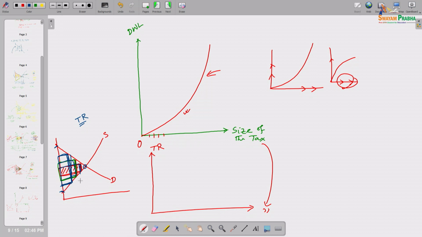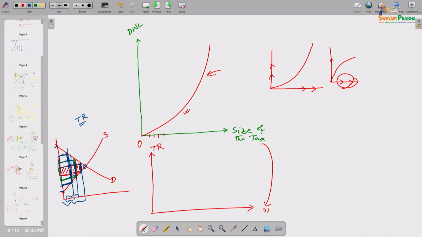So obviously, when the tax per unit is this size, this is the transaction. When this is the tax size per unit, this is the transaction, a little bit cut in. When this is the tax size per unit, this is the transaction, and so on, right?